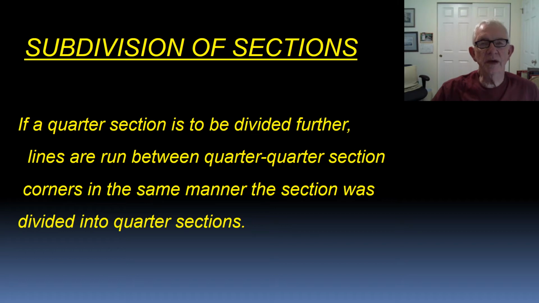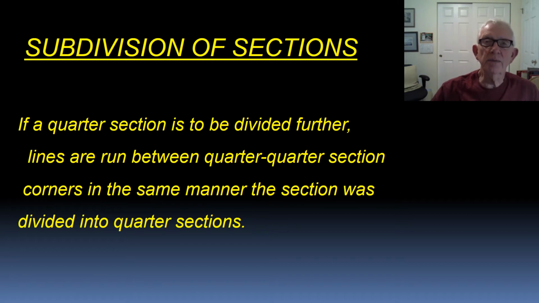Now, when we subdivide a section, the first thing we do is we subdivide it into quarter sections by running straight lines, lines of constant bearing, between the quarter corners. That is, from the north quarter corner to the south quarter corner, and from the east quarter corner to the west quarter corner. That will divide the section into 4 quarters aliquotly. There'd be 4 aliquot parts.